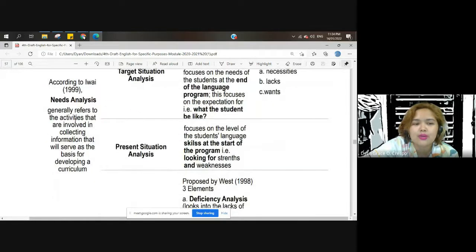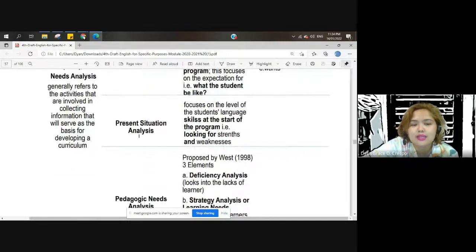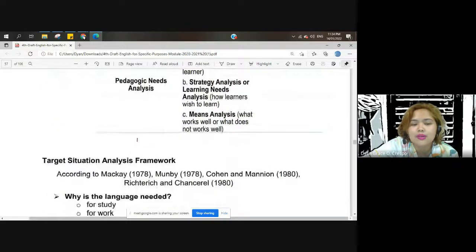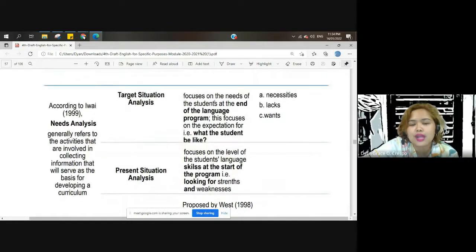Now, according to Ey 1999, needs analysis generally refers to the activities that are involved in collecting information that will serve as the basis for developing a curriculum. Now, we have target situation analysis, present situation analysis, pedagogic analysis. Ano ba yun? So when it comes to target situation analysis, it has something to do with the focus on the needs of the students at the end of the program. It focuses on the expectation and what the student will be like.